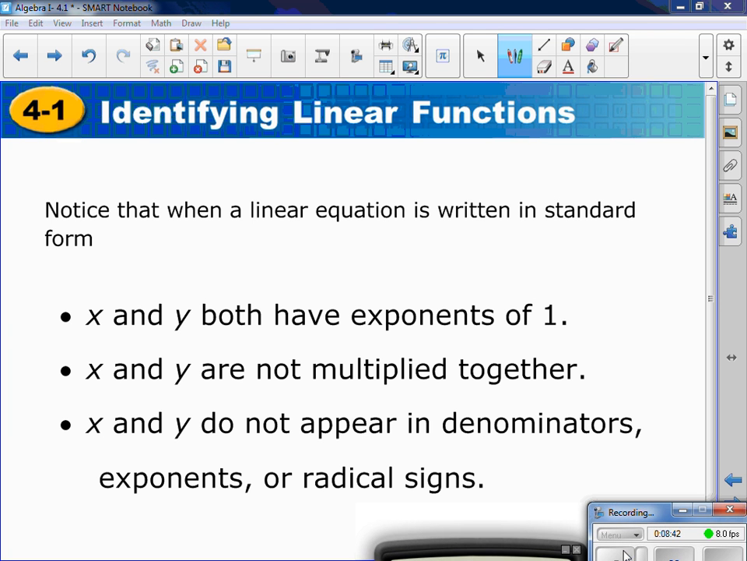X and y cannot be multiplied together. It has to be addition or subtraction in between. X and y cannot appear in denominators. 1 over x is not the same thing as x. They are two separate things. You can't put them in an exponent, or in a radical. Radicals are those square root symbols. It just has to be plain old x.